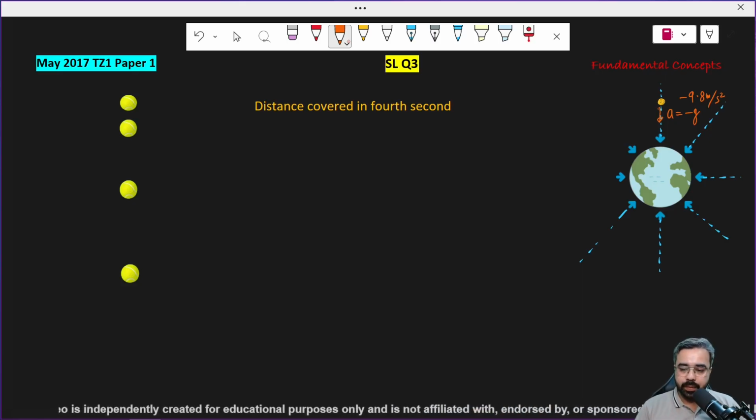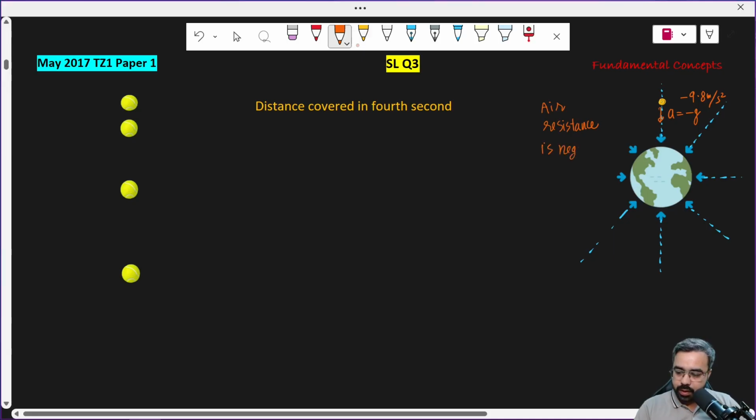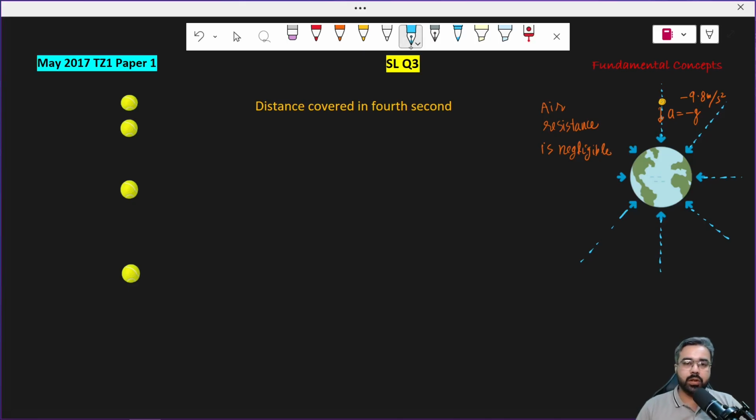Now, our question is about the free fall motion. Why? Because we assume that the air resistance is negligible. So when air resistance is negligible, there is no force exerted on an object except the force of gravity. That's why the acceleration is equal to the net force over mass, and that is equal to negative mg over m. We will consider the direction of the force also, so that's why it is negative g. So in all free fall motions, acceleration is always taken as negative g.